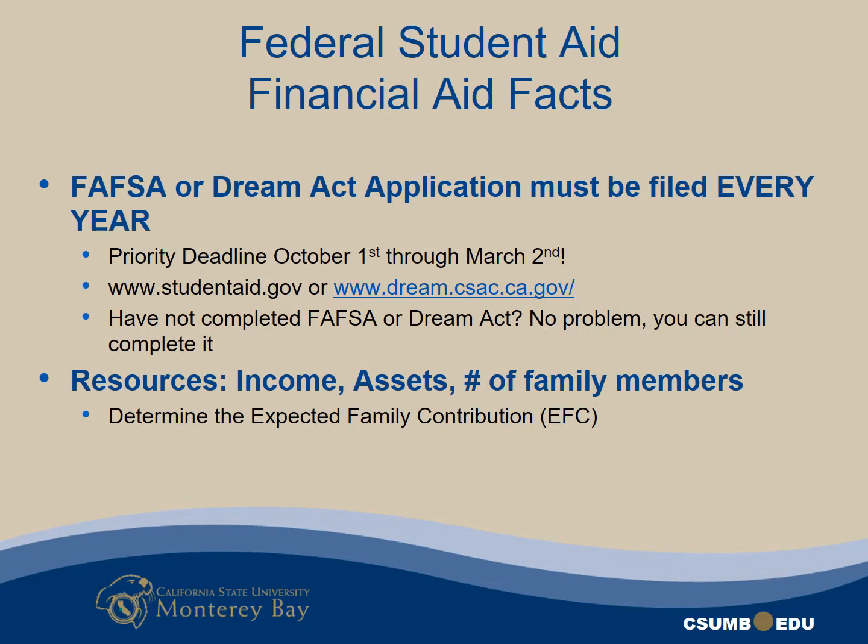Federal student aid and financial aid facts. To receive financial aid, you must first complete the FAFSA or the DREAM Act application. You must file these two applications every year. It opens October 1st and the priority deadline is March 2nd. Now, this is what they take into consideration: you and your parents' income, assets, number of family members in the current household, and number of family members who are enrolled in college. This all determines what's called your EFC, also known as your expected family contribution.